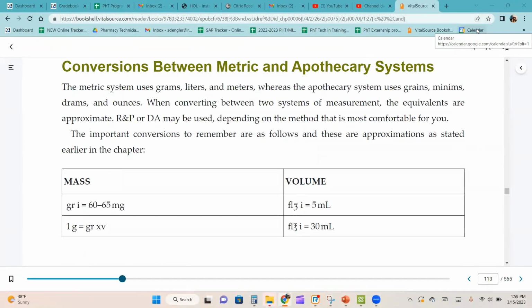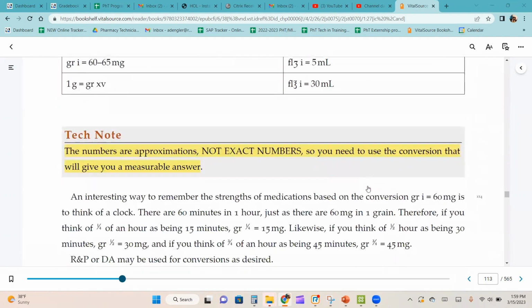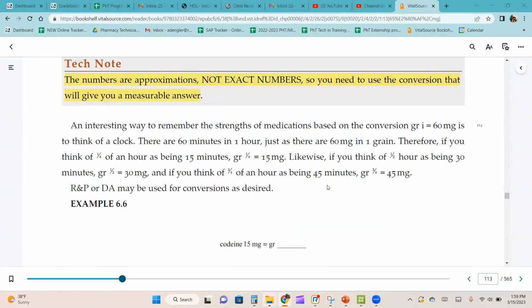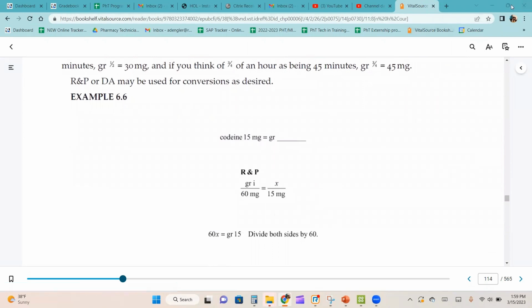The metric system uses grams, liters, and meters, whereas the apothecary system uses grains, minims, drams, and ounces. When converting between two systems of measurement, the equivalents are approximate. So we have a mass and a volume chart here. And again, remember, these are approximations, not exact numbers. We'll go ahead and do example 6.6 now.